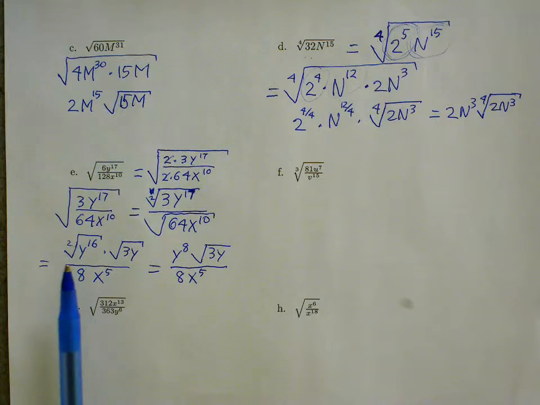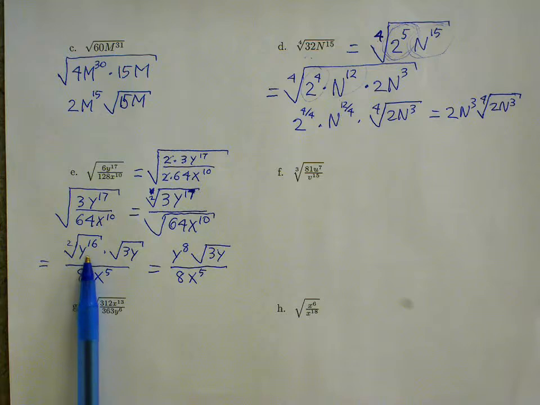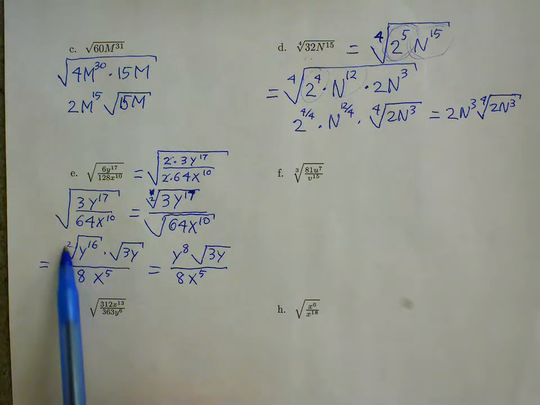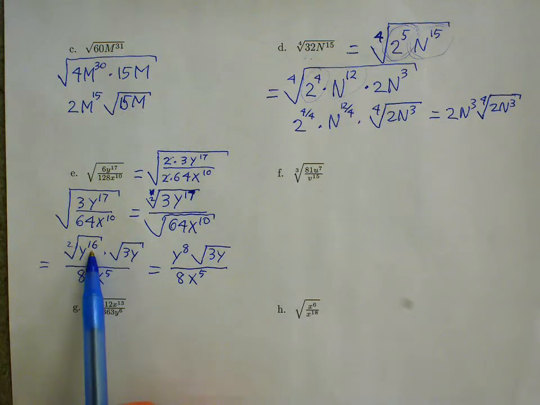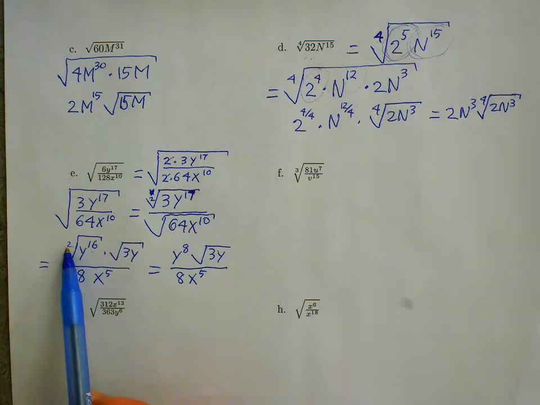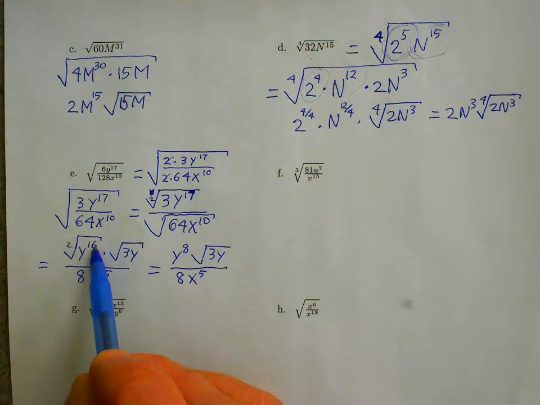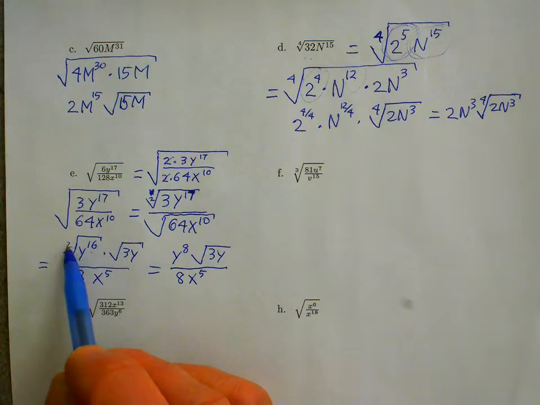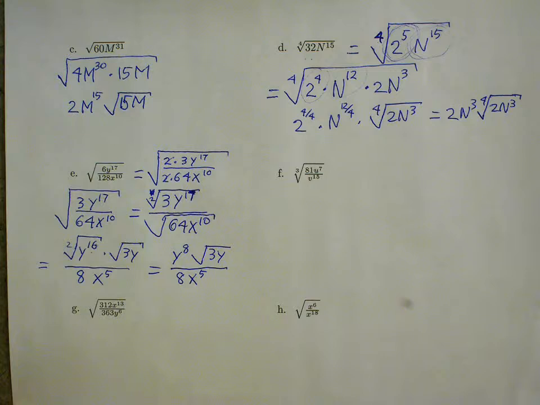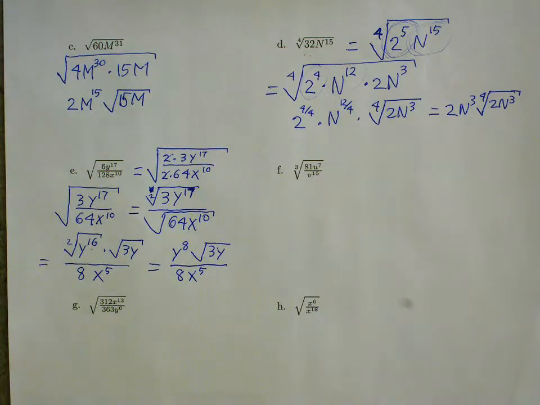Yes, so sometimes you can be tricked. The exponent 16 is a perfect square by itself, but we're taking the square root of y to the 16th. And if 16 is the exponent and the index is 2, when we simplify, we divide the exponent 16 by the index 2 to get y to the 8th. Yeah, so watch out for that.